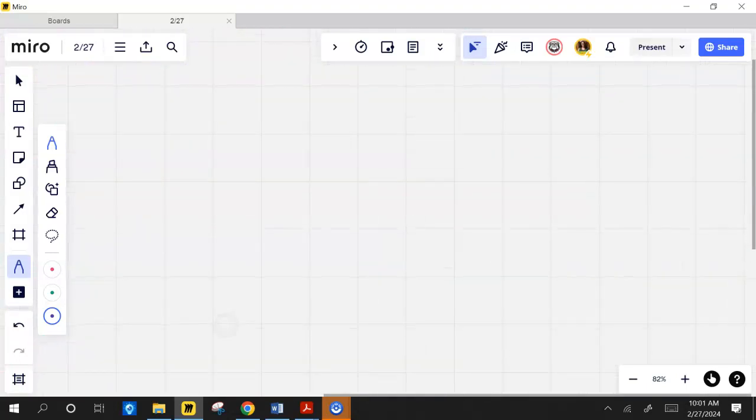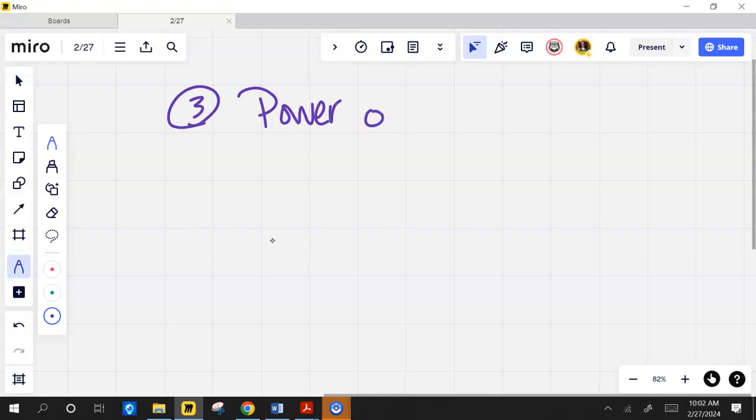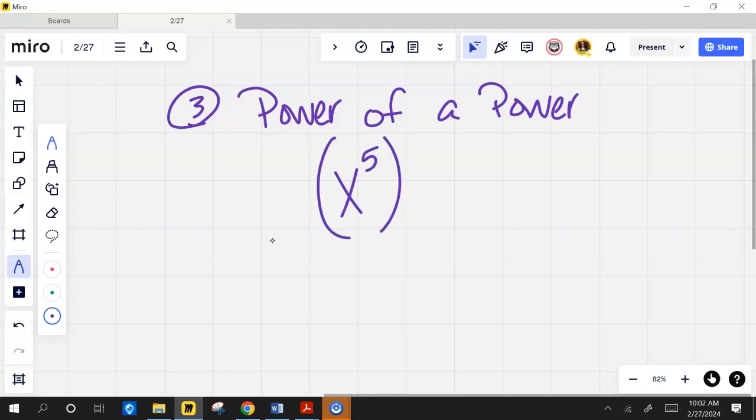When the bases are the same. All right, number 3. Power of a power. This means you have something that's already raised to a power. Maybe I have x to the 5th, and then I raise it to another power. What do you do? You multiply. So this becomes x to the 5th.